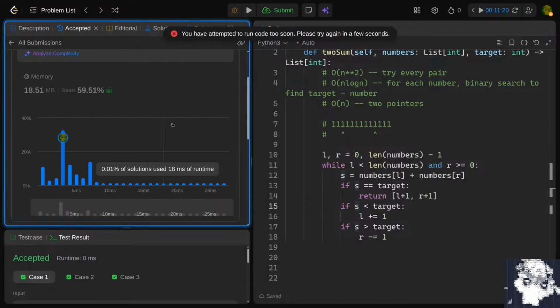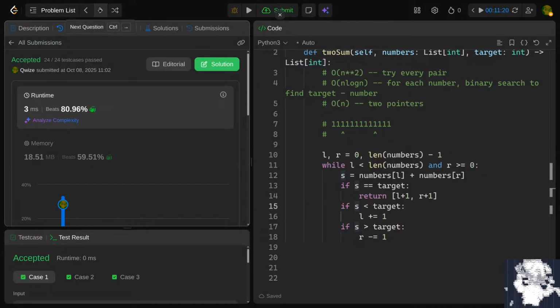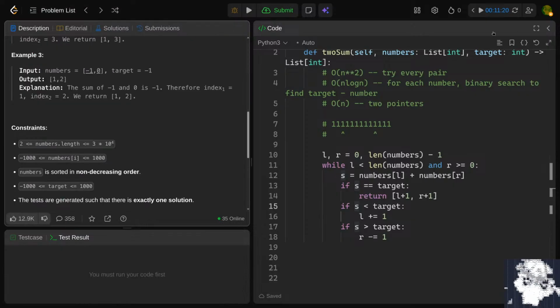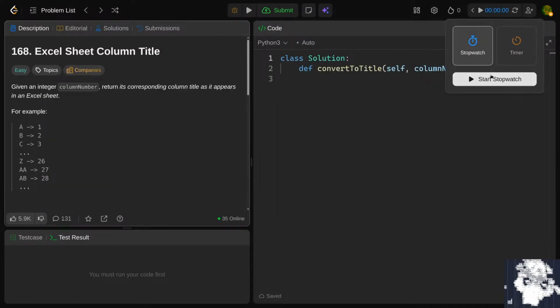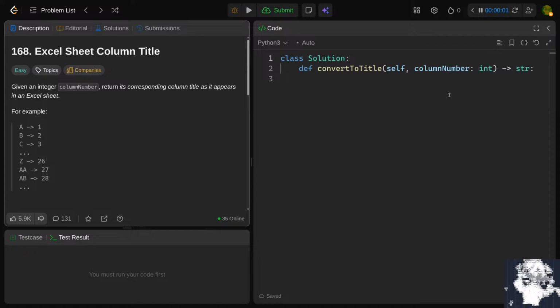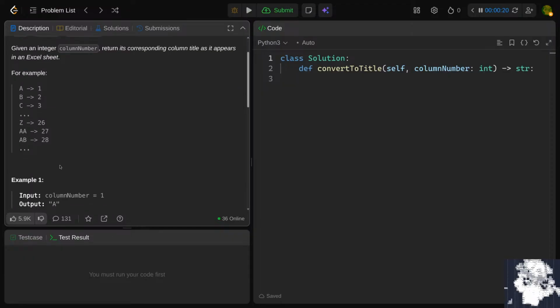Okay, next problem. Number 168, Excel sheet column title, easy. Given an integer column number, return its corresponding column title as it appears in an Excel sheet. For example, A becomes 1, B becomes 2, C becomes 3, etc. Z becomes 26, AA becomes 27, AB becomes 28.